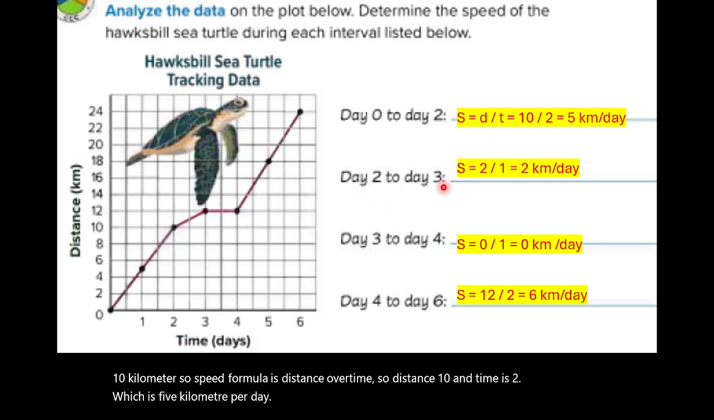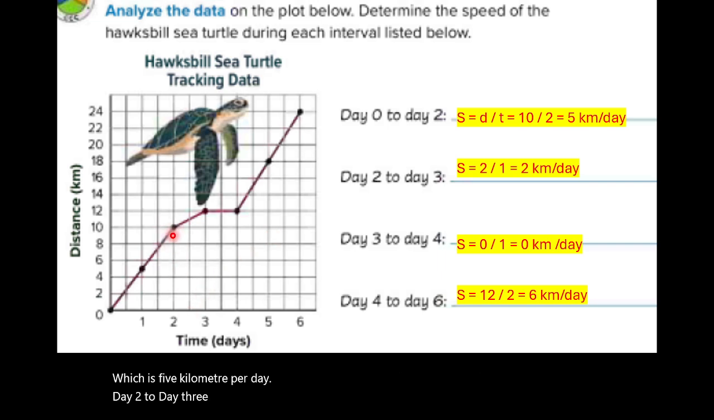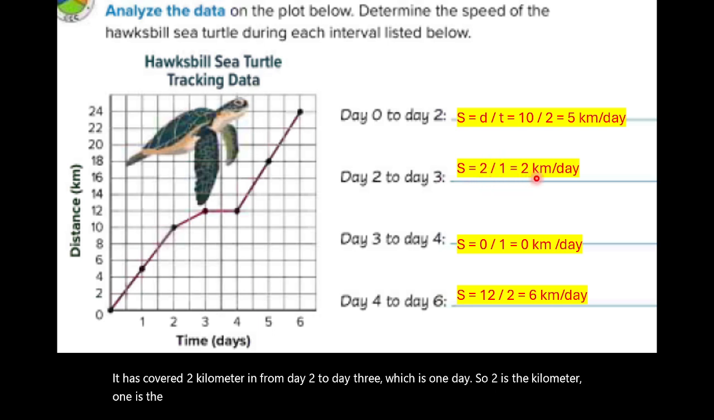Day 2 to day 3. On day 2, the turtle was at 10 kilometers. How much distance did it travel? From 10 kilometers to 12 kilometers, only 2 kilometers. It has covered 2 kilometers from day 2 to day 3, which is 1 day. So 2 kilometers in 1 day, 2 kilometers per day.